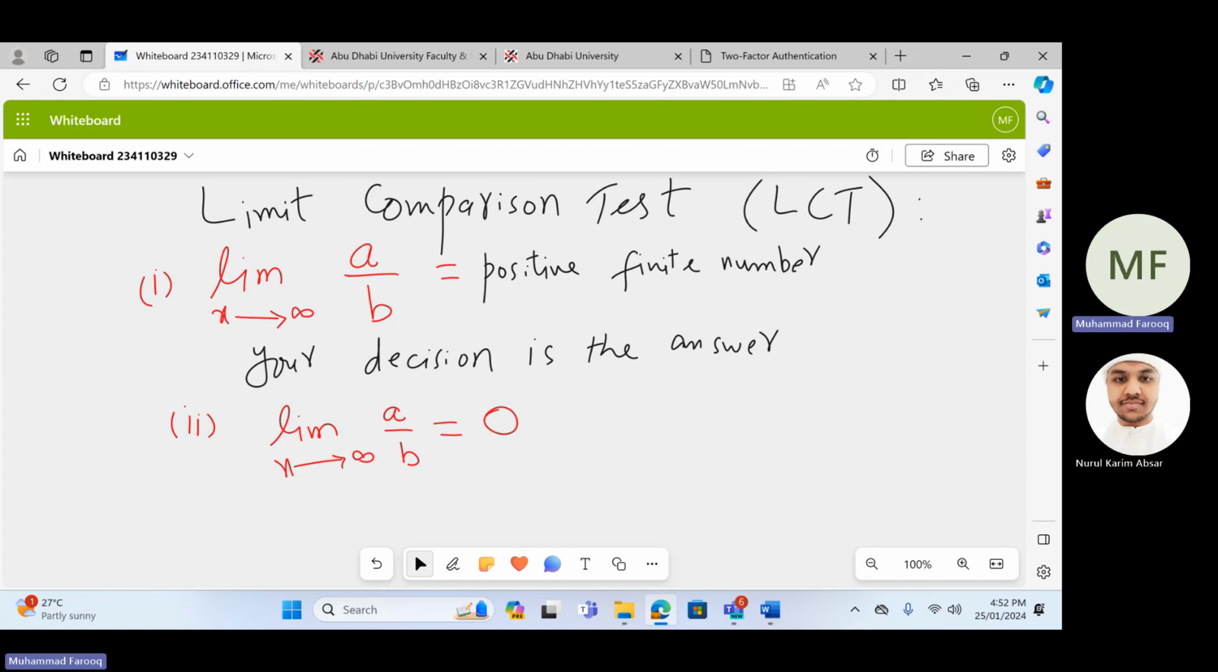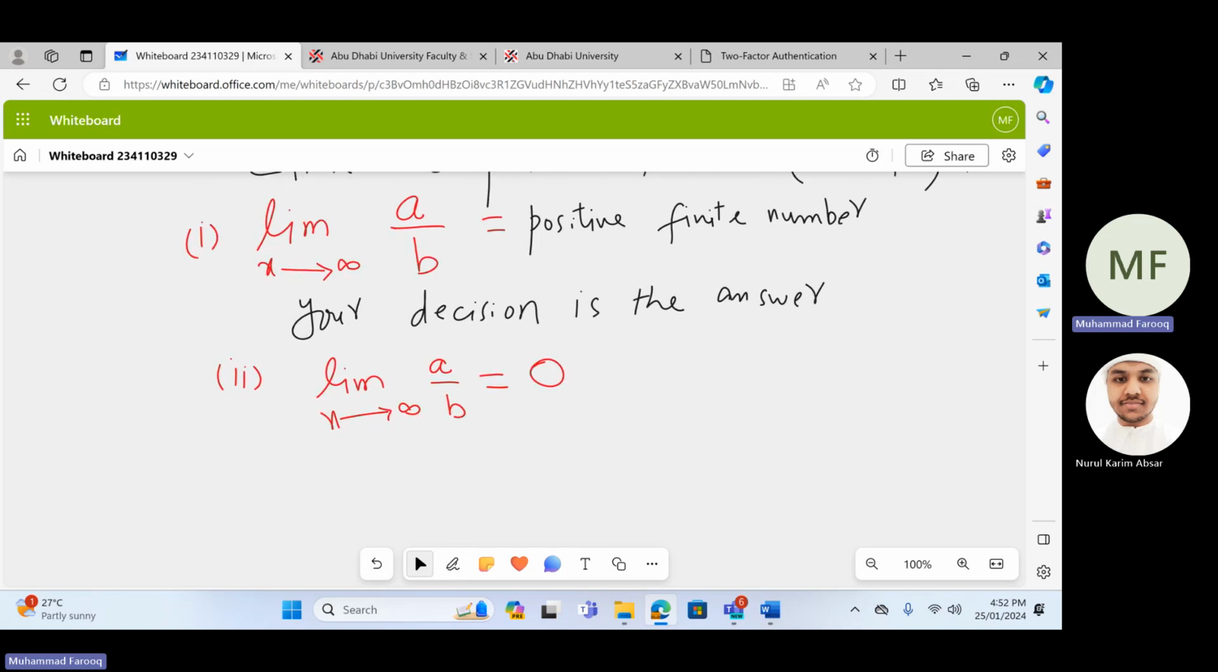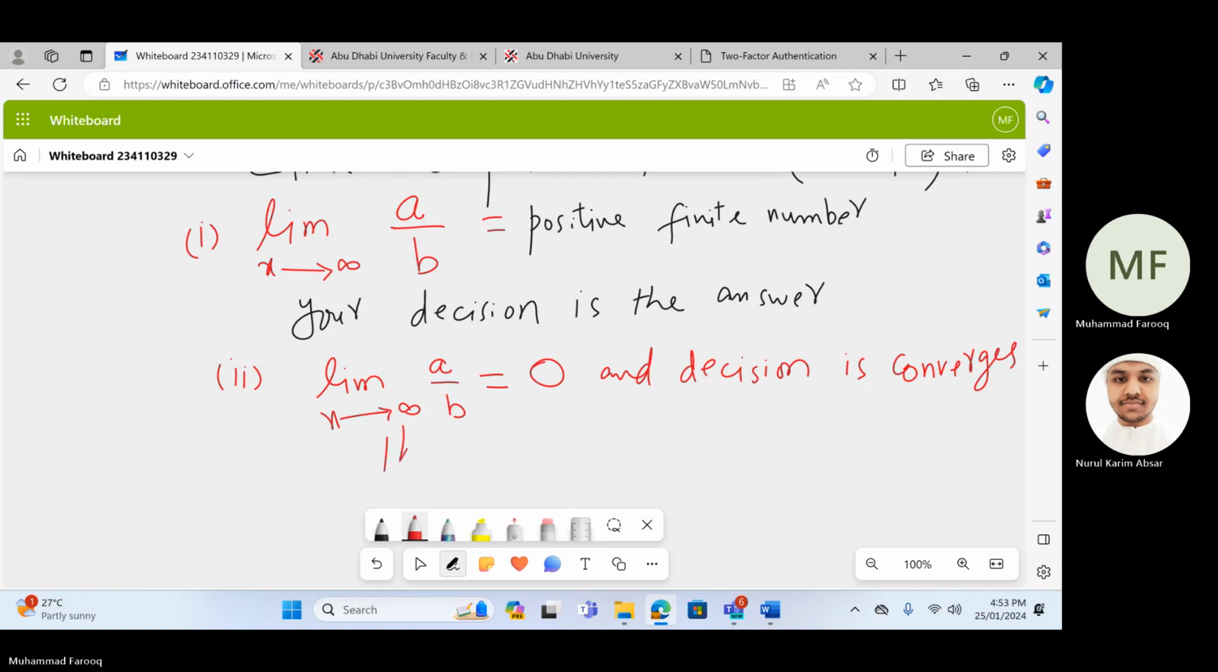Okay, now what happens? In this situation, you perform the calculation function A divided by function B, then you calculate the limit at infinity, and your answer is 0. If your answer is 0, and the decision we made is that B converges, then the answer is converges.